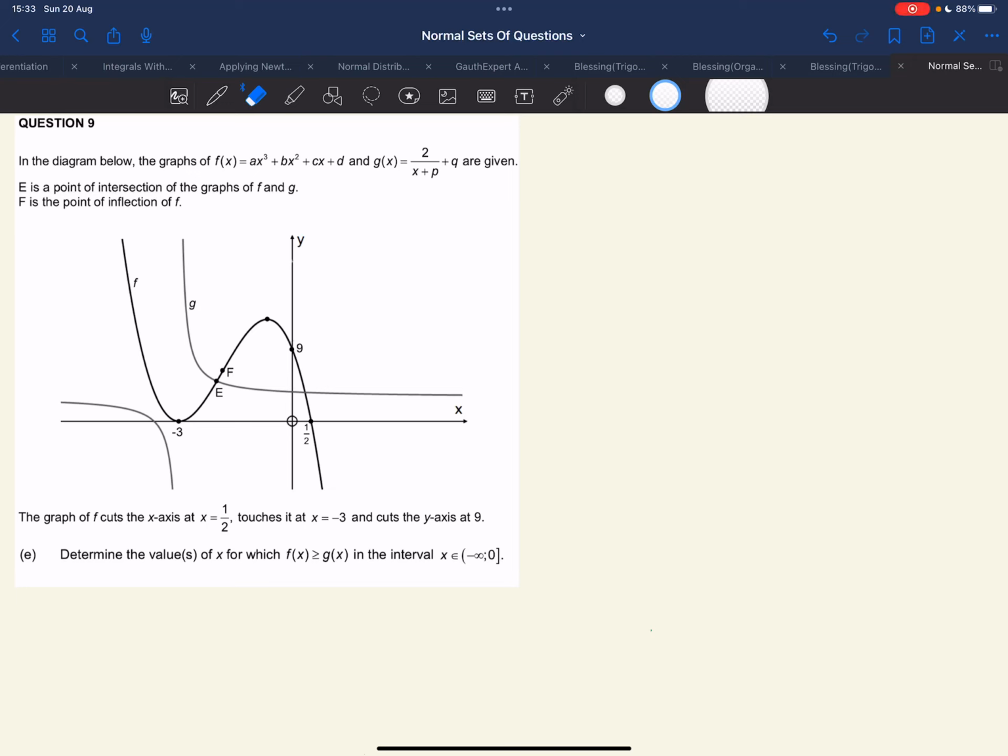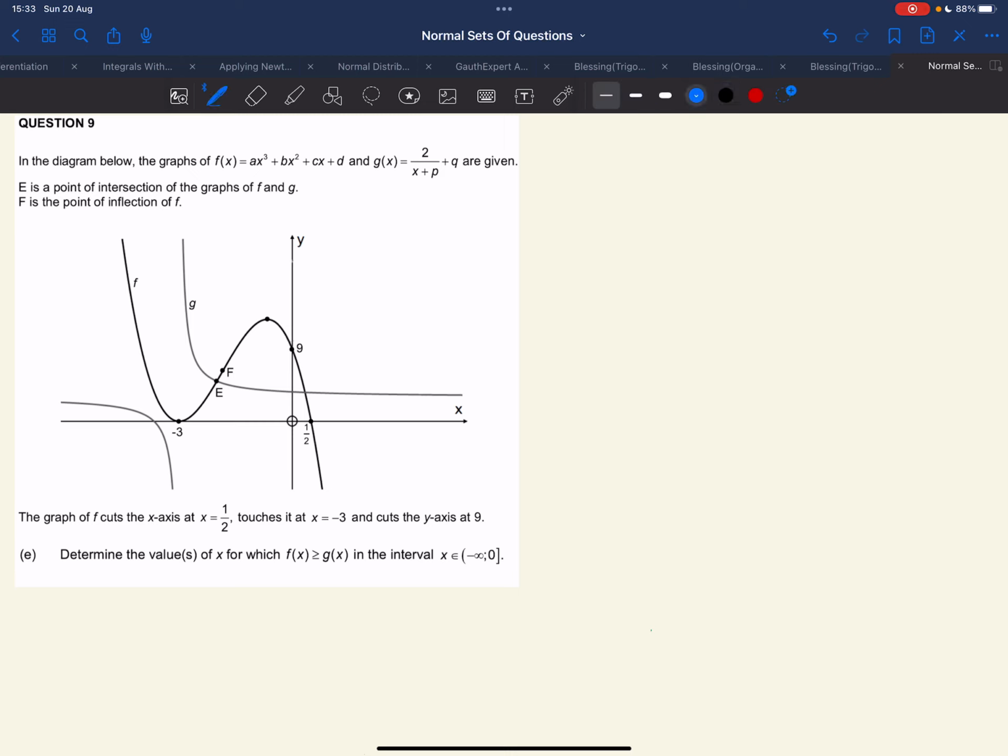Okay, right now in question E, they say determine the values of x for which f of x is greater than or equal to g of x in the interval x is an element of negative infinity to 0 included. Okay, now I want you to look at this.